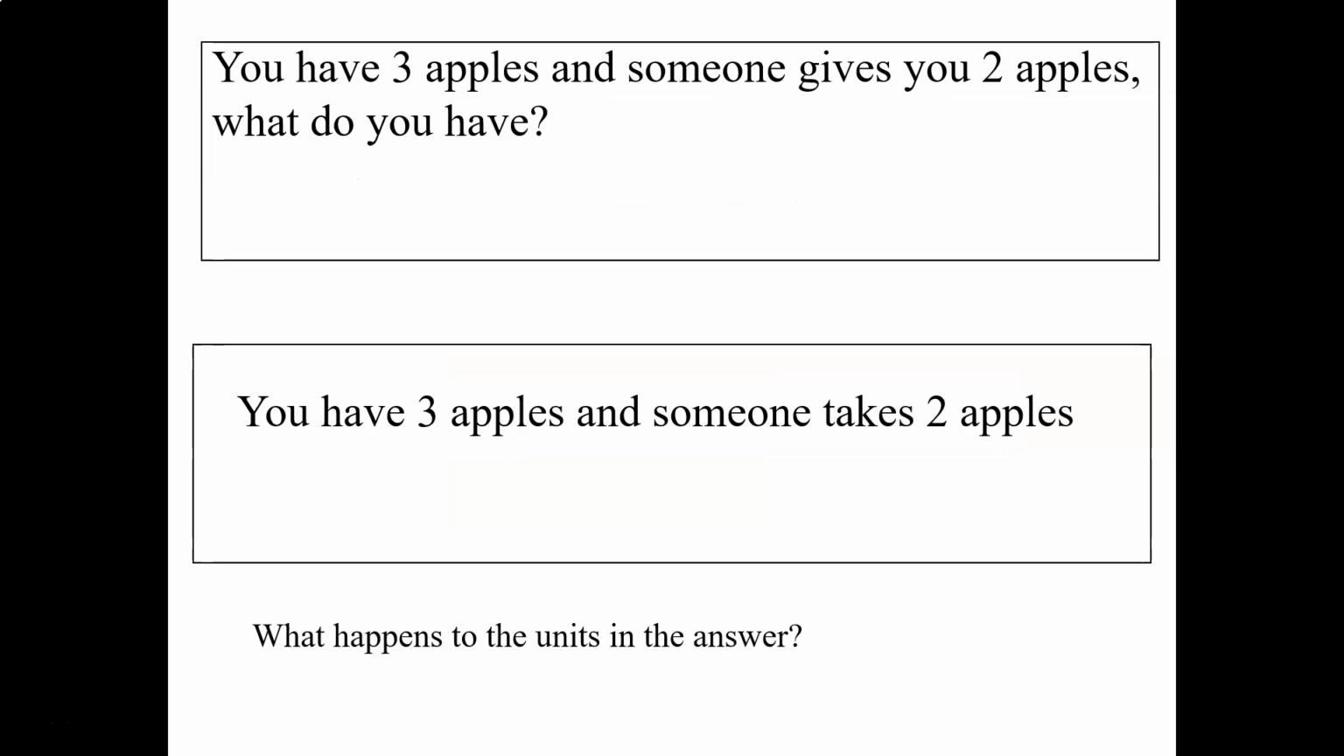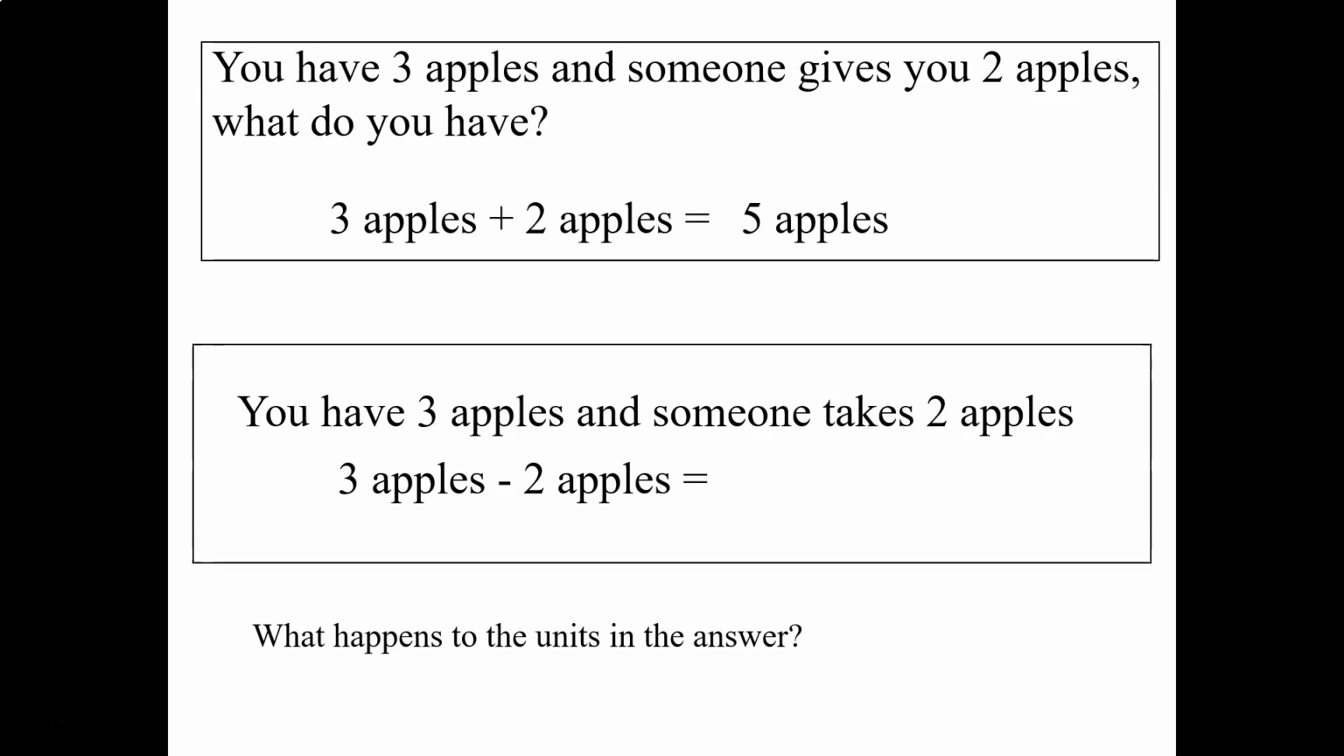The rules are pretty simple. So we're looking at addition first. You probably already know what the rules are, but let's say you've got three apples and someone gives you two apples. What is the answer to this addition problem? Strangely enough, three apples plus two apples equals five apples, not apples squared. If we have three apples and a mean person takes away two of my apples, what am I going to have left over is one apple.